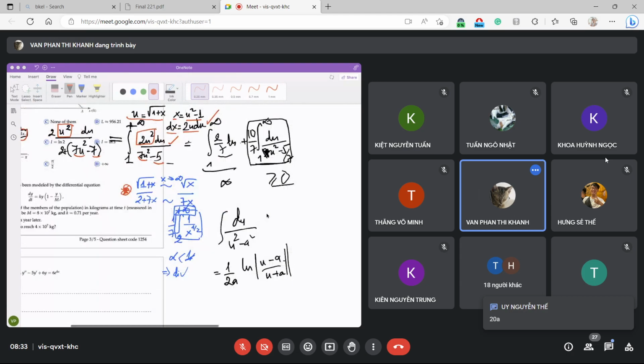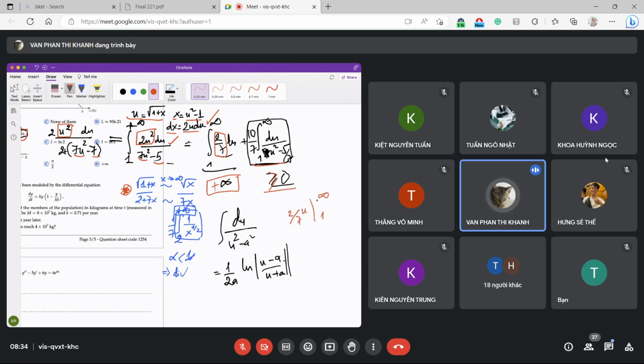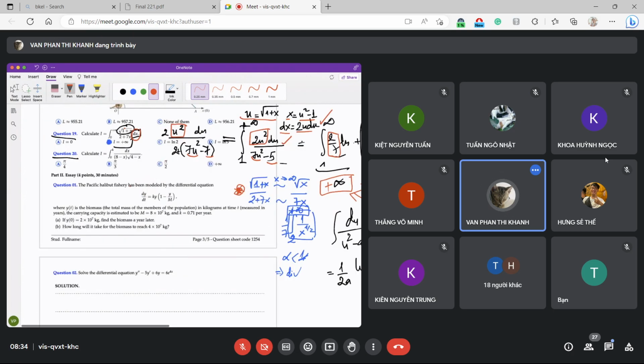Yes, right? And after that, you represent it as 2 over 7 plus the second term. Because this one is non-negative, you don't have to evaluate it, you just know that it's non-negative. This one is plus infinity already because it's 2 over 7 u, substituting from 1 to infinity. So it's infinity. Infinity plus a positive number is infinity, right? So our answer is infinity.